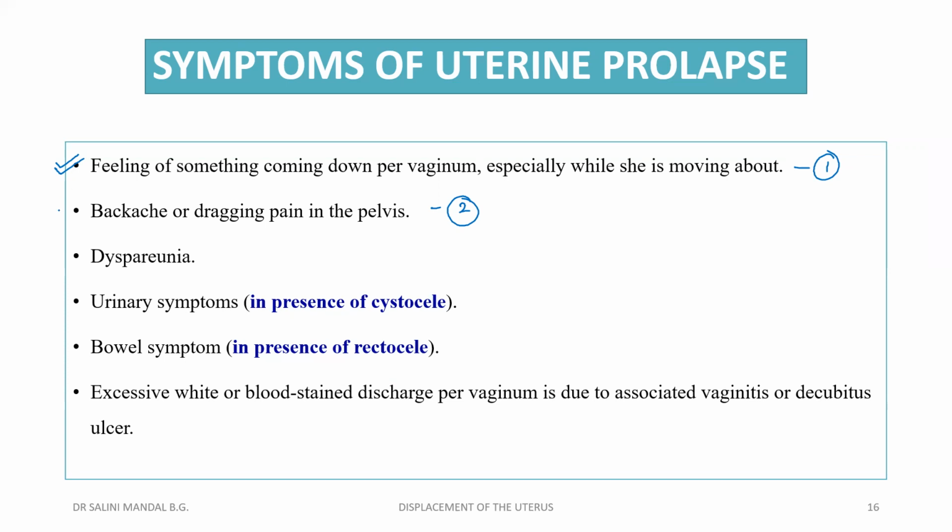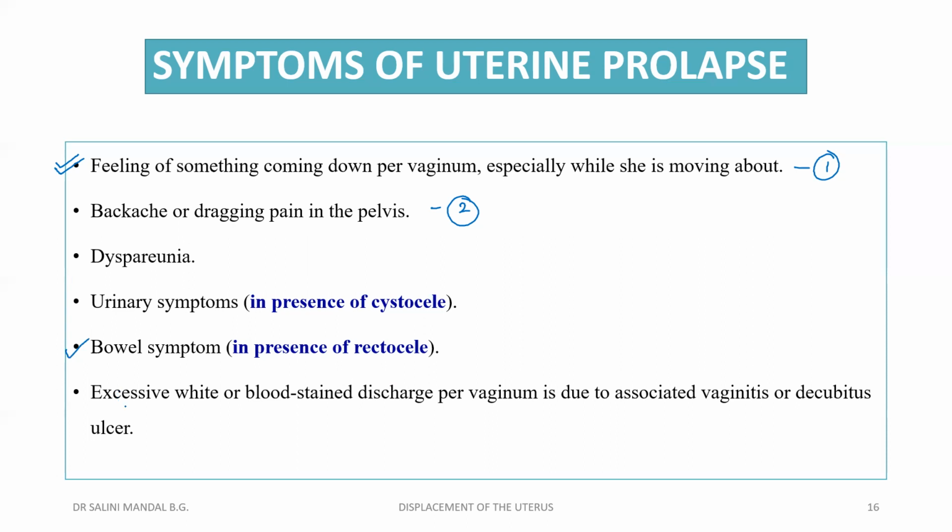Next one is about the bowel symptoms. Now, in bowel symptoms, remember that is in the presence of rectocele. Bowel symptoms in presence of rectocele. Okay. Now, here there will be difficulty in passing stool. The patient has to push the posterior vaginal wall into position to complete the evacuation of the feces. Now, fecal incontinence also may be associated. So this was about the bowel one.